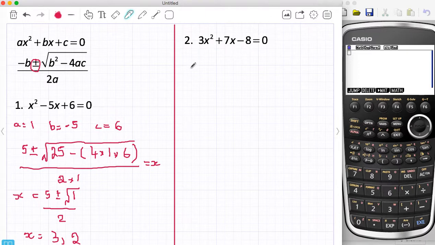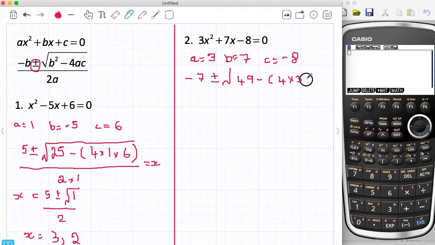Let's keep going, and we'll look at this one, and this is where I'm going to need my calculator. Again, I'm going to write out what A, B, and C are. So A is 3, B is plus 7 this time, so just 7, and C is not 8, it's negative 8. Into the formula it goes. Minus B, minus 7, plus and minus. 7 squared is 49. Now, minus, use a little bracket, because I've got 4 times 3 times minus 8. And all of that has got to be square rooted.